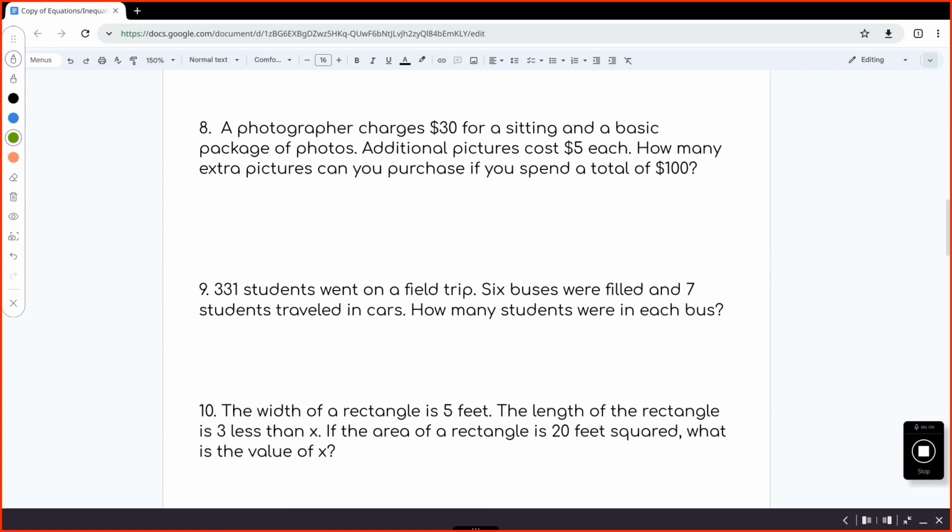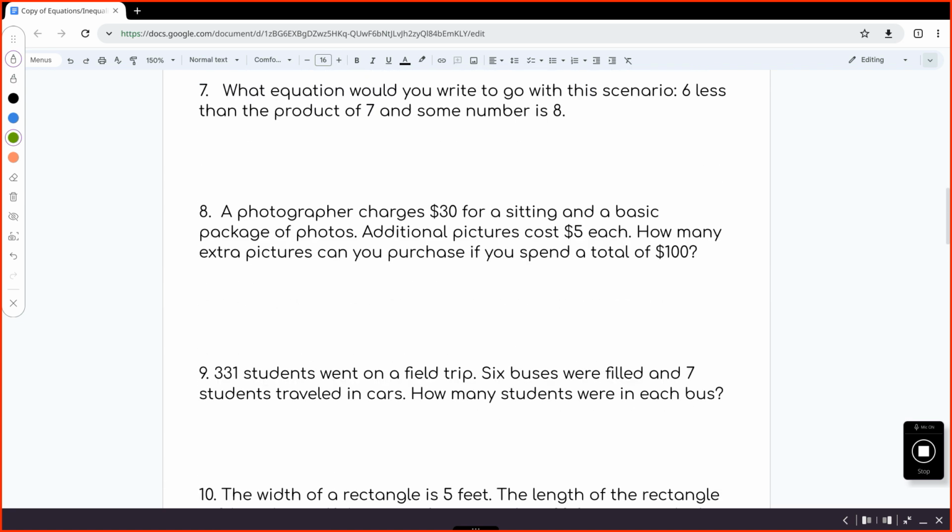All right, next, number 7. What equation would you write to go with the scenario? 6 less than the product of 7 and some number is 8. So be careful with this. 6 less than. This always mixes people up. If I said I have $2 less than $10, I would do 10 minus 2.